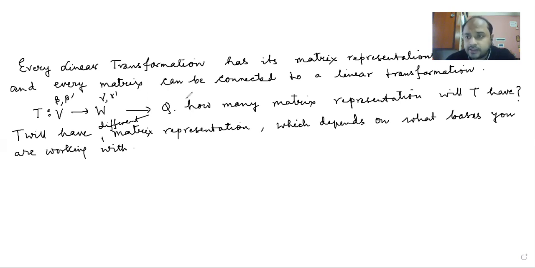And I think there is no such formula which gives you how many bases there will be for a given vector space. A vector space can have many bases, and bases can also be constructed, by using the theorem which is called the extension theorem. So you can construct a basis also. Therefore, it depends upon what basis you are working with. On the basis of that, you are going to get different representations of the linear transformation. Okay, so that's the thing that I just wanted to know from you.